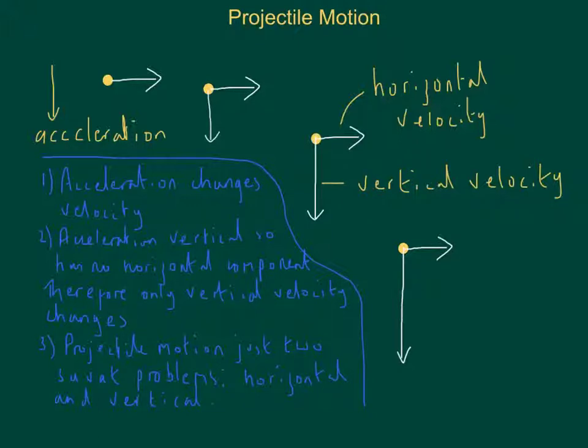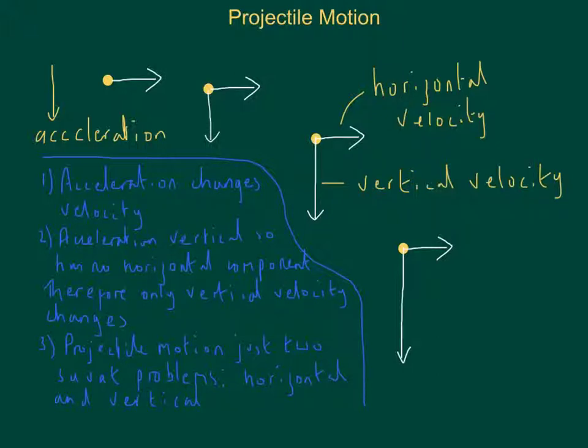Now the key points are acceleration changes velocity, and as the acceleration is vertical, it's all down, that means that there is no horizontal component to the acceleration. So only the vertical component of the velocity is going to change. The horizontal velocity is just going to keep constant because there's no acceleration in that direction. So there's no reason for it to change.